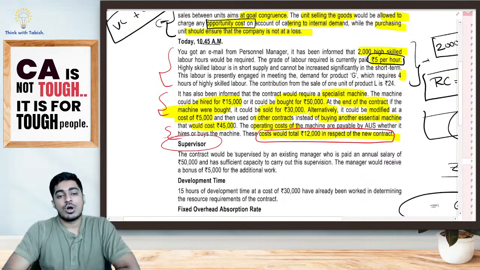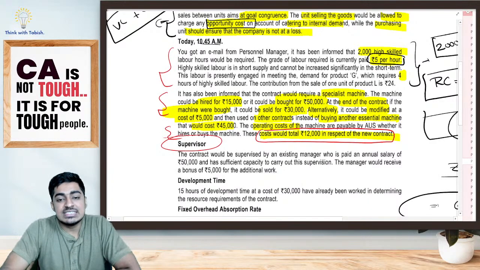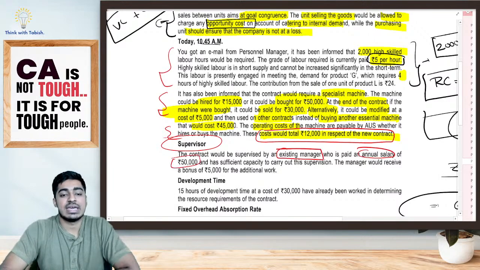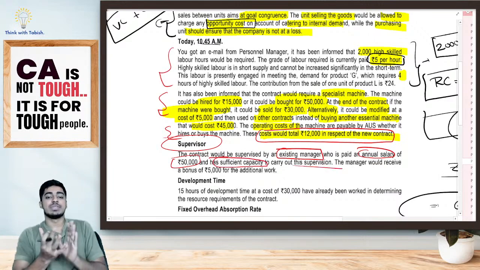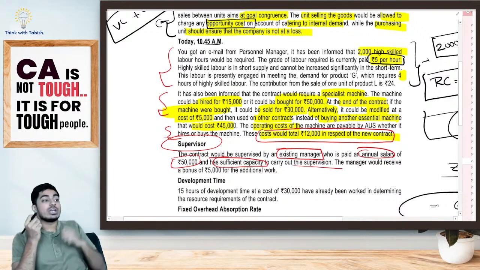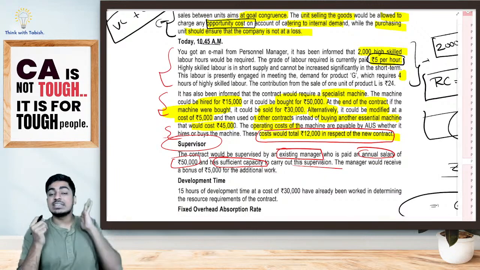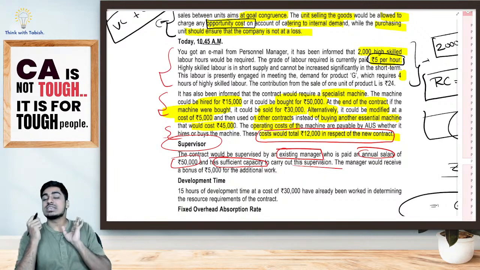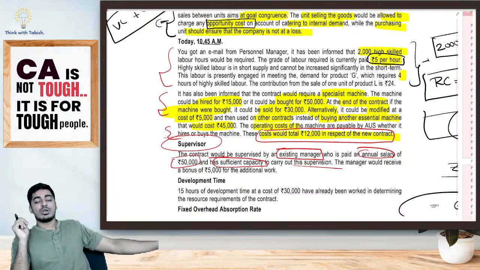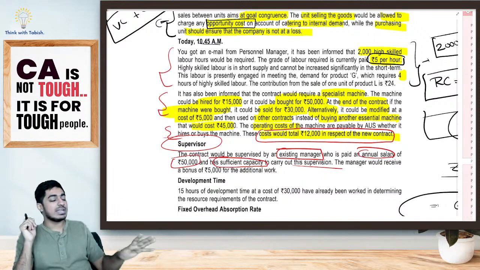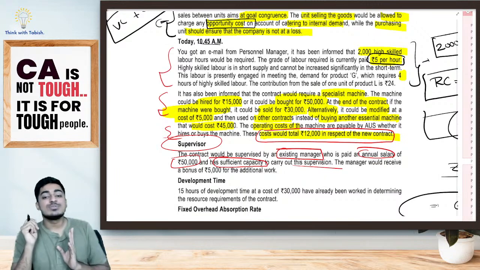Now supervisor. Contract would be supervised by an existing manager who is paid an annual salary of 50,000 and has sufficient capacity to carry out the supervision. What is happening? Existing manager, I am already paying him and he has sufficient capacity. So what is the relevant cost? Relevant cost is nil. He is not sacrificing anything. I am already paying him annually 50,000. I am telling you, you are free, right? So do this work as well.